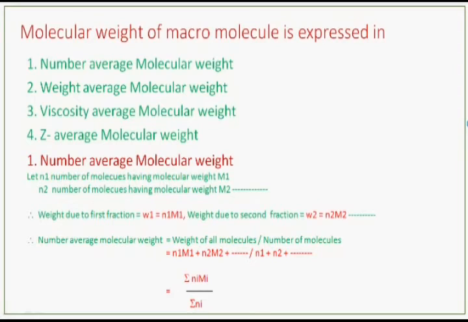Now how to calculate the average? That average is known as number average molecular weight, which is nothing but the weight of all macromolecules divided by the number of macromolecules. So it is equal to N1M1 plus N2M2 and so on, divided by N1 plus N2 and so on, which is nothing but summation of NiMi divided by summation of Ni.